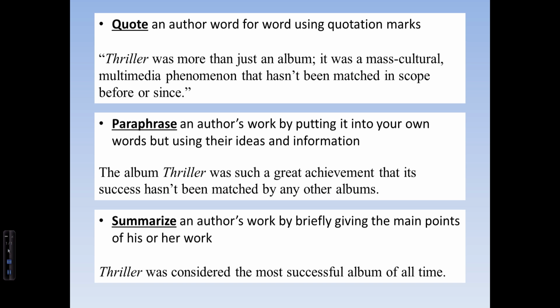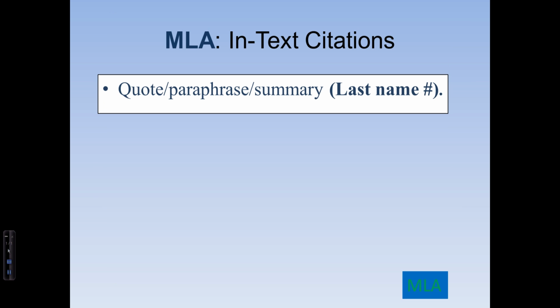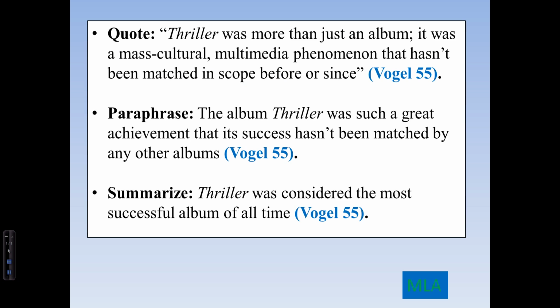So how would you document that the information in your quote, paraphrase, or summary came from another's work? In MLA style, the format for an in-text citation is parentheses, author's last name, page number, close parentheses. So for our 3 sentences, we could write parentheses, Vogel, 55 as the page number, close parentheses. It's the same whether you use a quote, paraphrase, or summary. Let's look further at some rules and variations to this format.